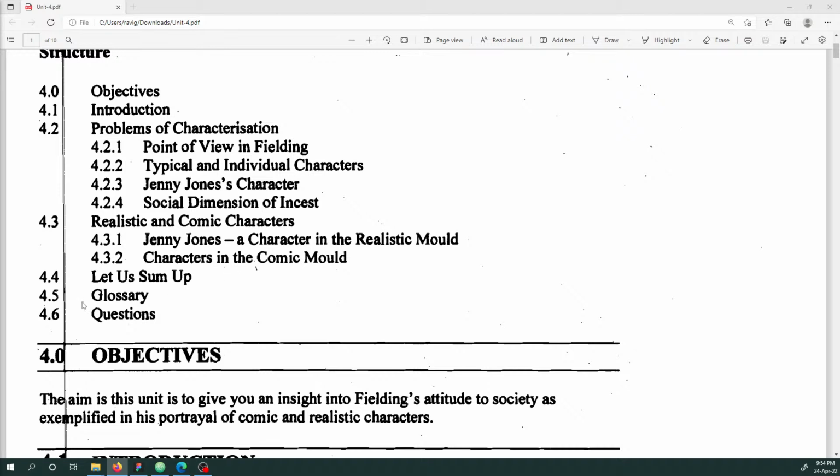We won't be reading glossary and questions. We will just read till let us sum up. Let's begin.